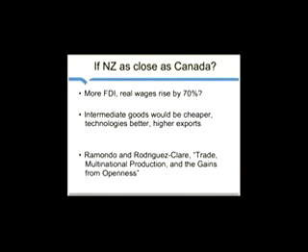So let's do an imaginary thought experiment here and ask what would happen if somehow, geographically speaking, New Zealand were as close to the rest of the world as is Canada. Well, New Zealand would get more FDI, more foreign investment, and according to one estimate, real wages in New Zealand would rise by about 70%.